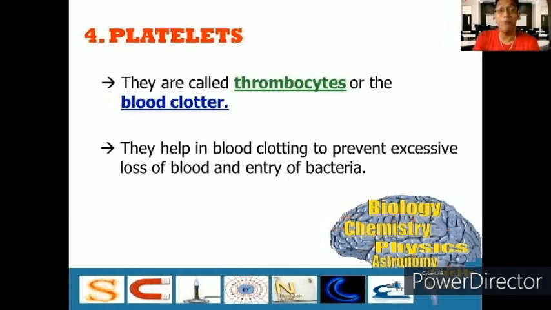And these are the 4 components of our blood. Ulitin nga natin, plasma, red blood cells, white blood cells, at platelets.